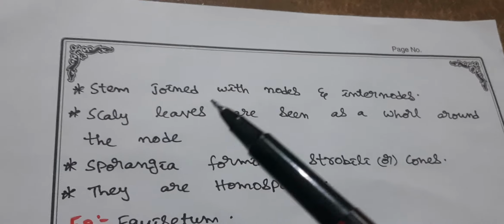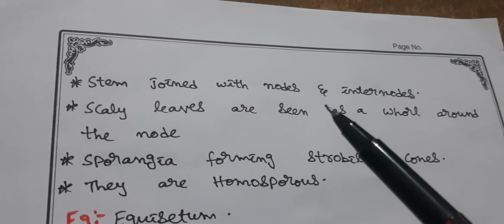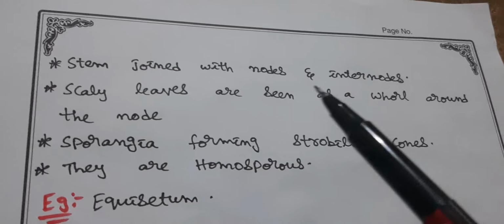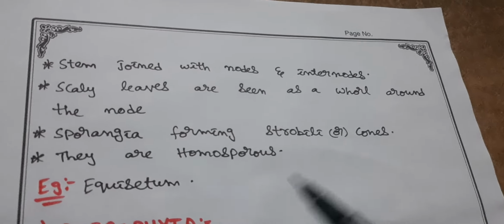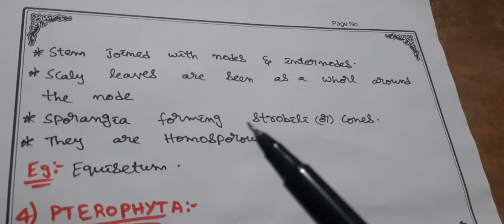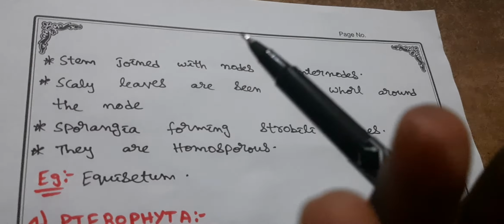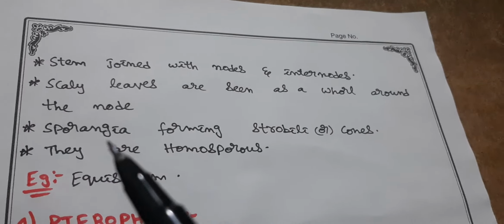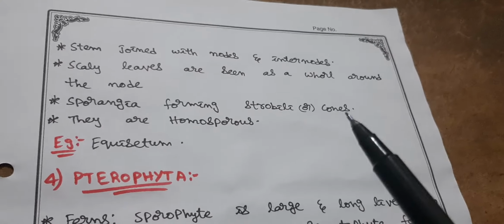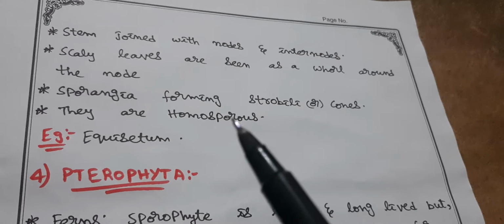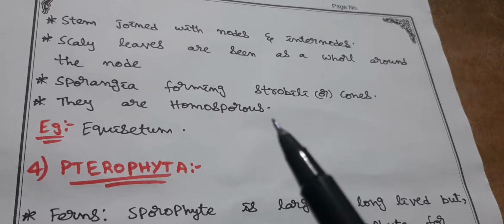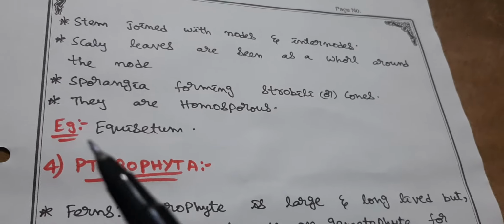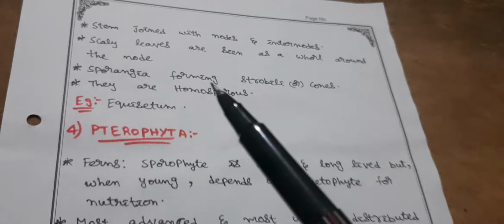The stem is jointed with nodes and internodes in Calamophyta. Scaly leaves are seen as a whorl around the node. That means surrounding the node, the leaves are present like a whorl. Sporangia form strobili or cones, and they are homosporous. That means the spores are of similar size and shape. Example Equisetum.